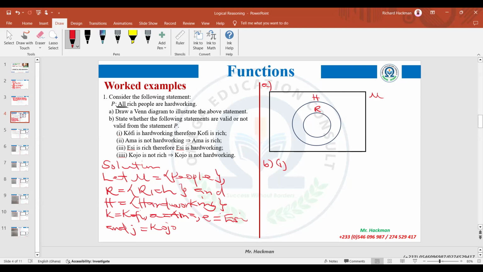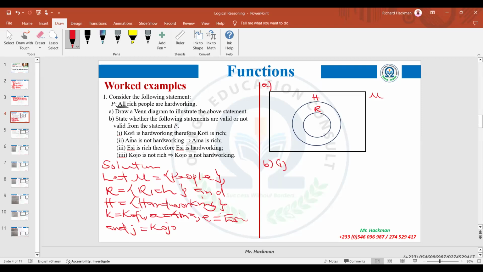If you look at this, we are told that the first part of the compound statement is Kofi is hardworking. So it means Kofi must be in which circle? The circle for H, is that not it? Yes, please. So you use the first statement to get all the possible positions for what? For K. In this case, Kofi.